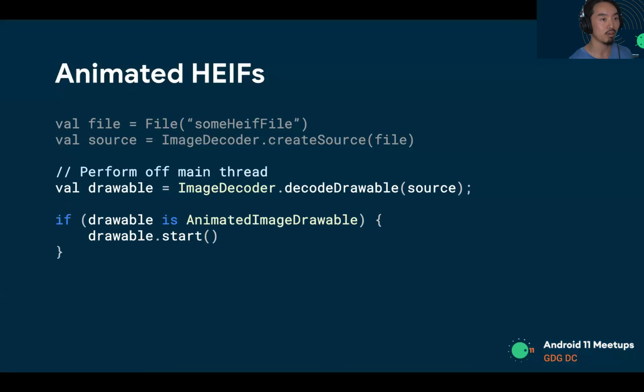And here's an example of what it looks like. You just get a reference to the file, create a source from it, and then off of the main thread, because this part is very resource intensive, you decode it and then check to see if it's an animated file. And if it is, you can just call .start on it to start the animation. Pretty straightforward.